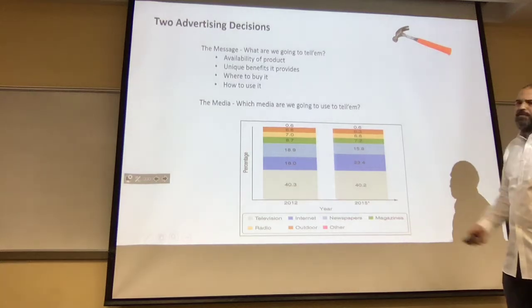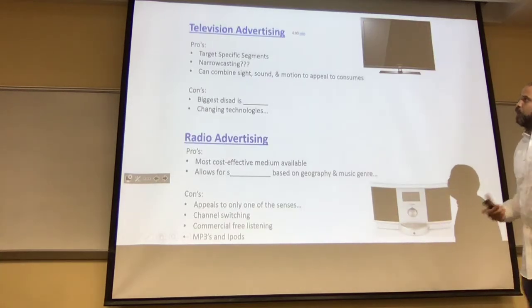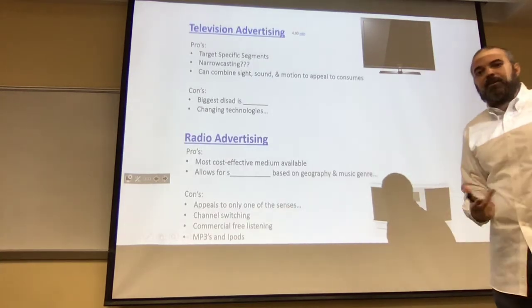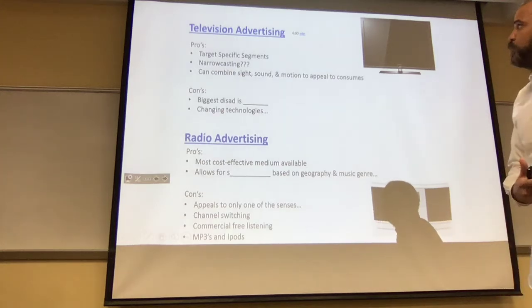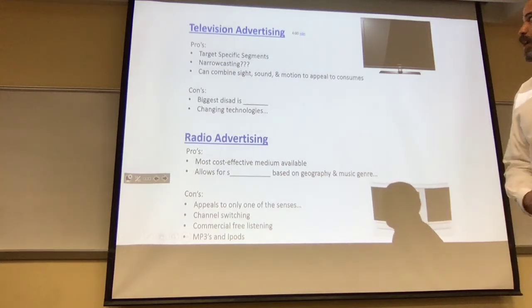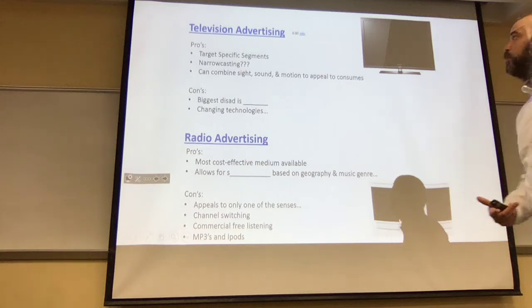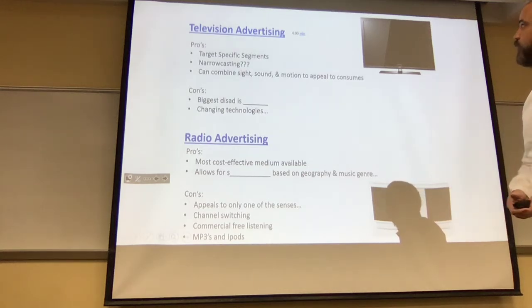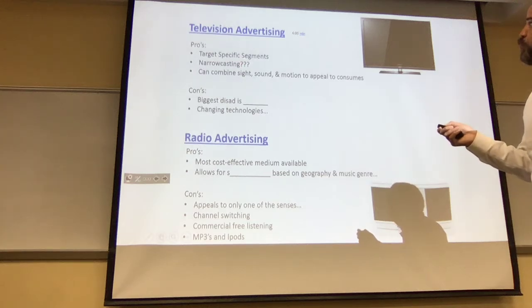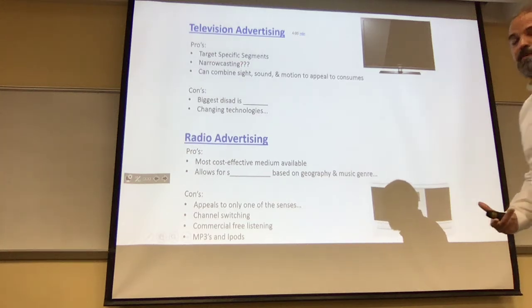So this is just a little graph. You can see it in the slides. So you have a lot of different types of advertising that you can choose. Television advertising is what most people think about. It's expensive as all hell. But you do get to target specific segments.